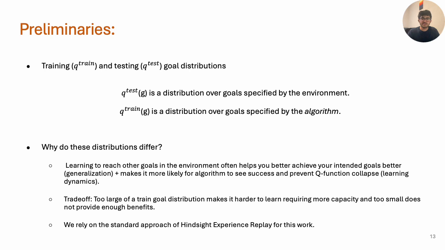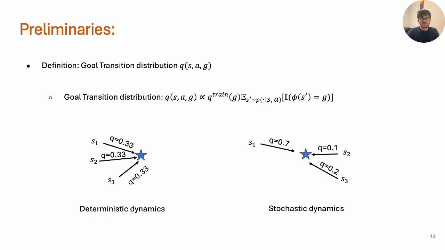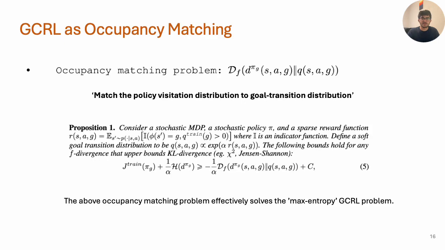We define training and testing sets of goal distributions denoted by qtrain and qtest respectively. Usually, a wider training distribution of goals is used to make learning more efficient. We define a goal transition distribution denoted by Q that has probability mass on transitions leading to goal with probability proportional to the transition probability. Our proposed method leverages the insight that matching policy visitation to goal transition distribution provably solves the max entropy GCRL problem.